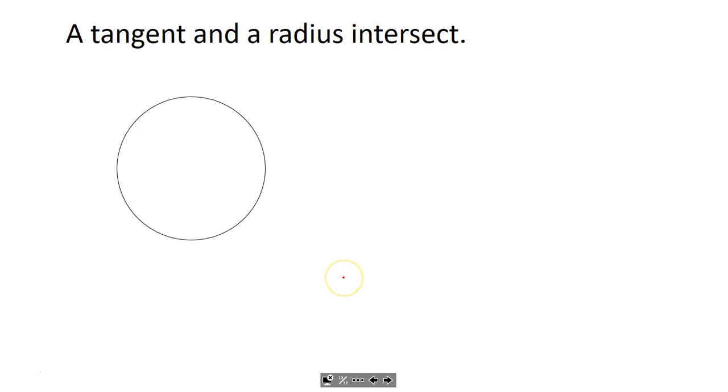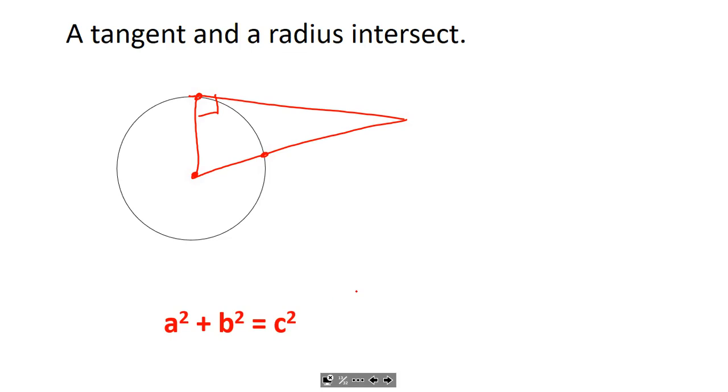For this next one, we have a tangent and a radius that intersect. So we have a tangent here and we have a radius here. Recall once again that there's a right angle there, right? Also recall that this radius and this radius have to be congruent. Those are the things you need to keep in mind. And we would use the Pythagorean theorem again to solve for missing sides when we have a tangent and a radius that intersect.